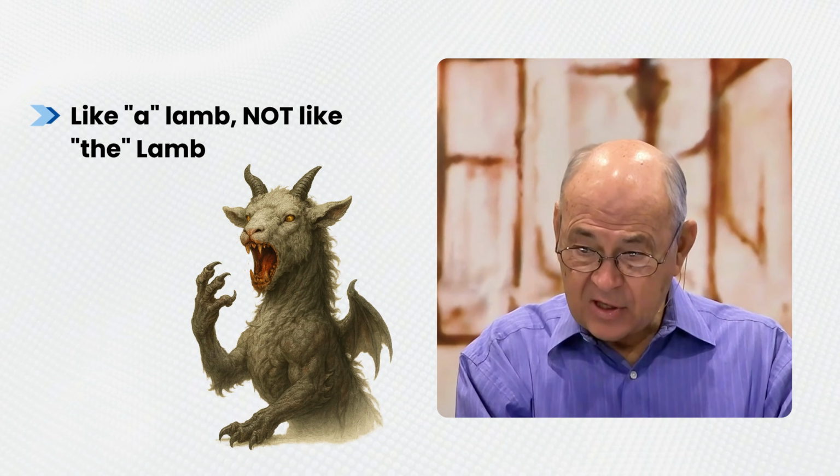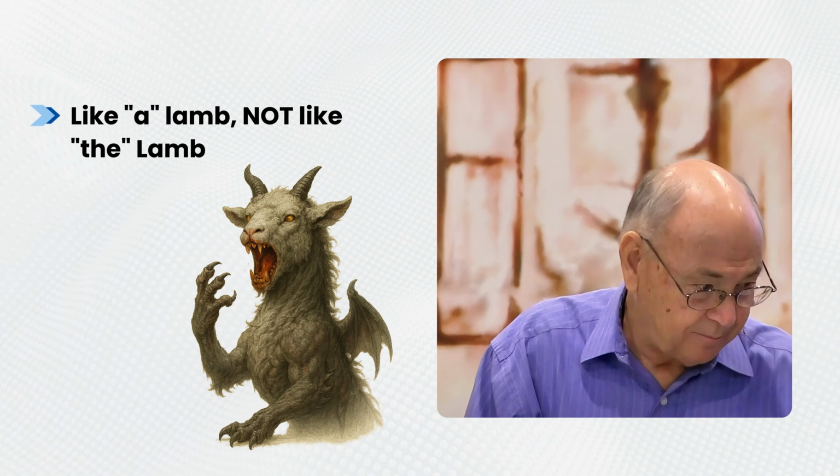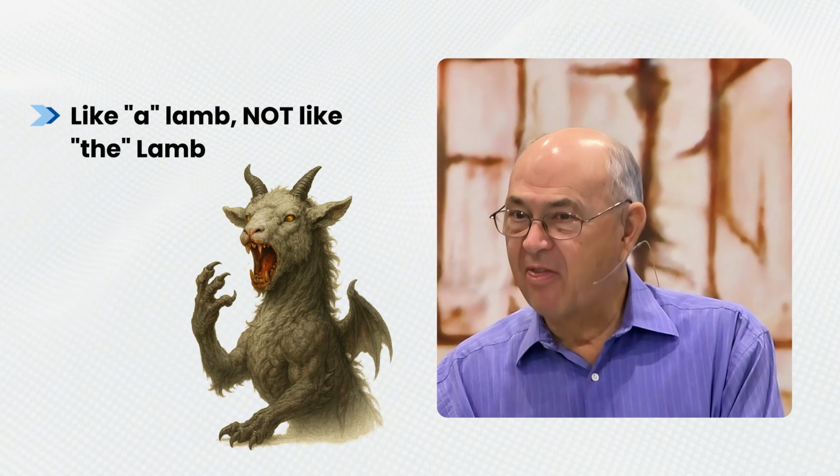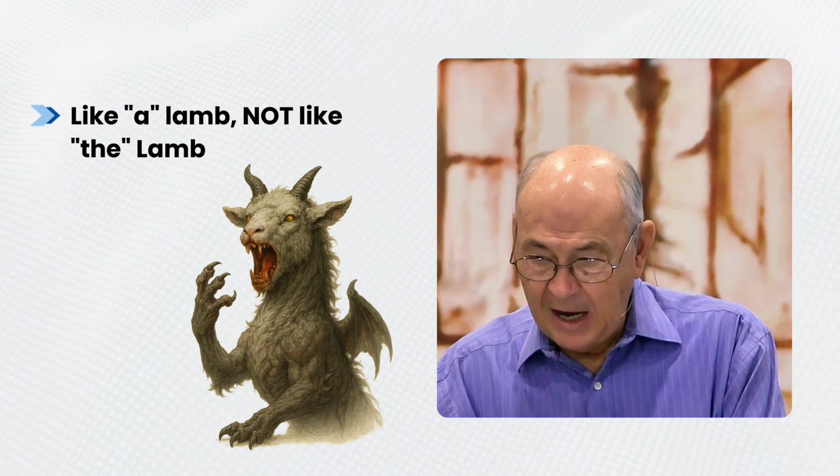Now, we're told that this land beast had two horns like a lamb, not like the lamb, but like a lamb. That is, the Greek definite article ton, which means the, is not there. It would seem that this lamb is probably not the same as the lamb that was slain, Christ, but rather is merely like a generic lamb as it regards its horns.